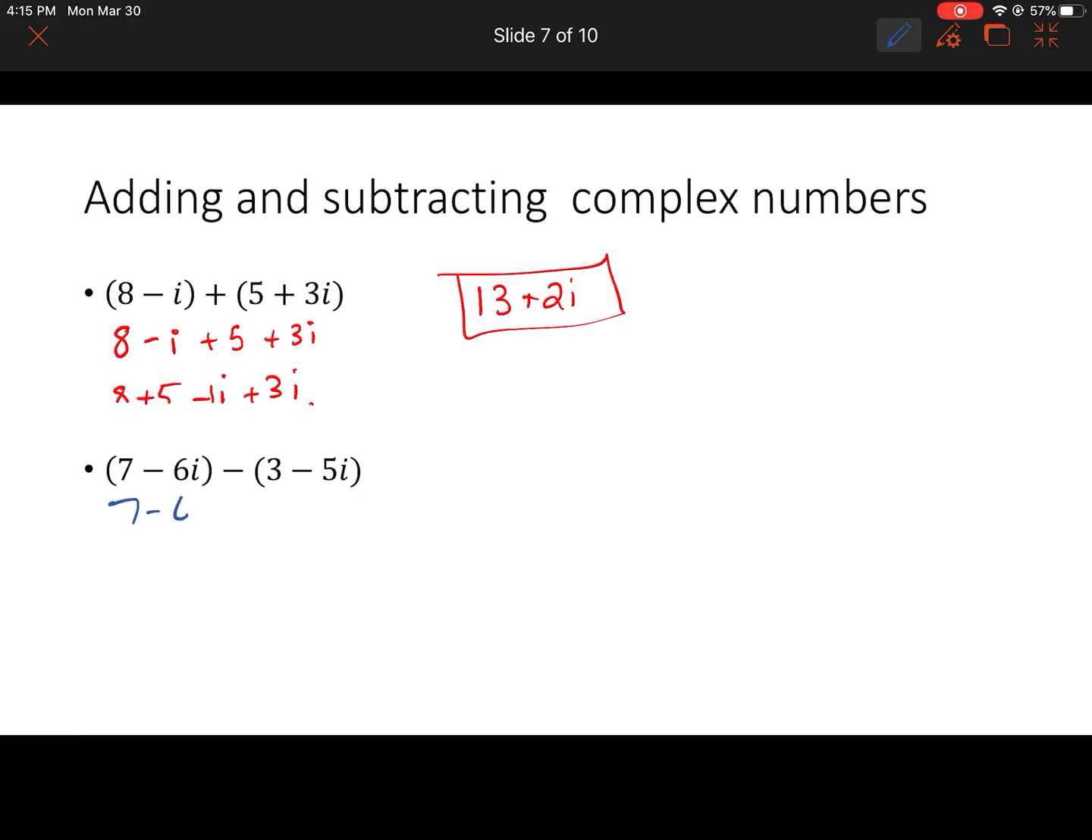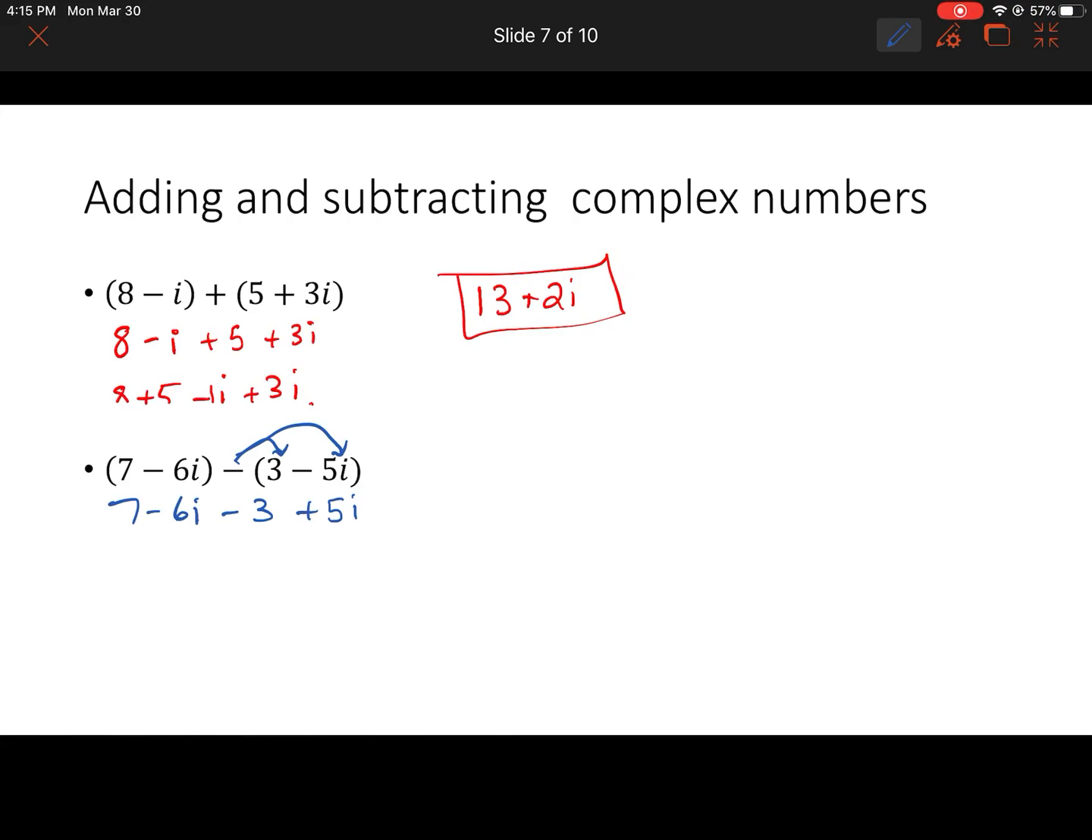Okay, 7 minus 6i, that stays the same. But then right here we have a negative. We have a negative that's going to be distributed to the 3 and to the negative 5i. So this means that this is going to become minus 3, and then negative times a negative becomes a positive, so that's going to be plus 5i. Okay. So we have 7 minus 6i minus 3 plus 5i.